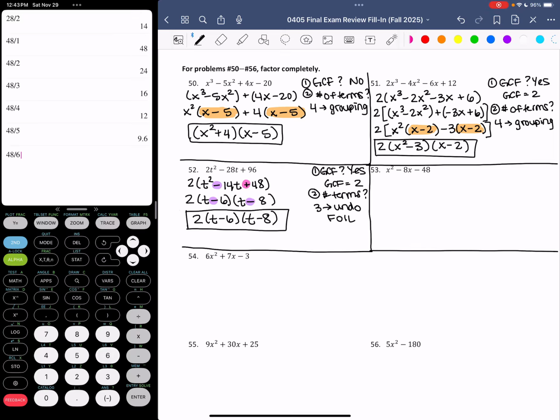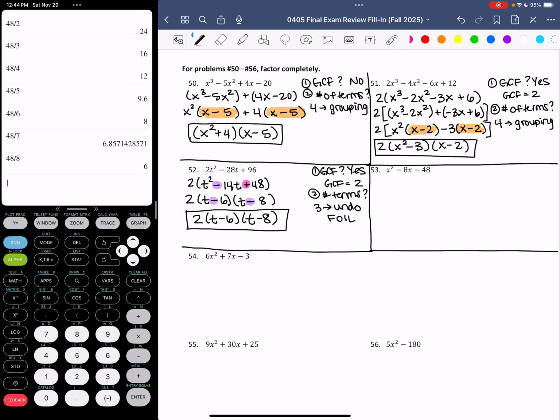48 divided by 6, enter. Right? 48 divided by 7 doesn't work. And then when you get to 48 divided by 8, you get 6. And now your list repeats, right? You have 6 and 8, 8 and 6. So you know that there's no more. That's how you know you get to the end of your list.